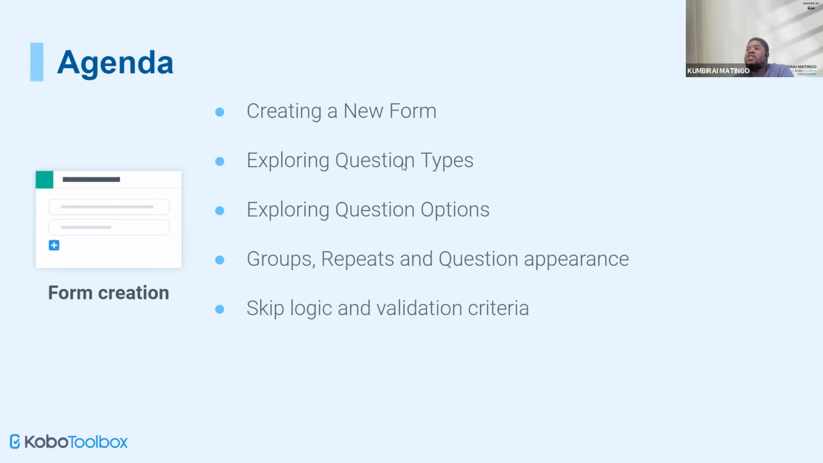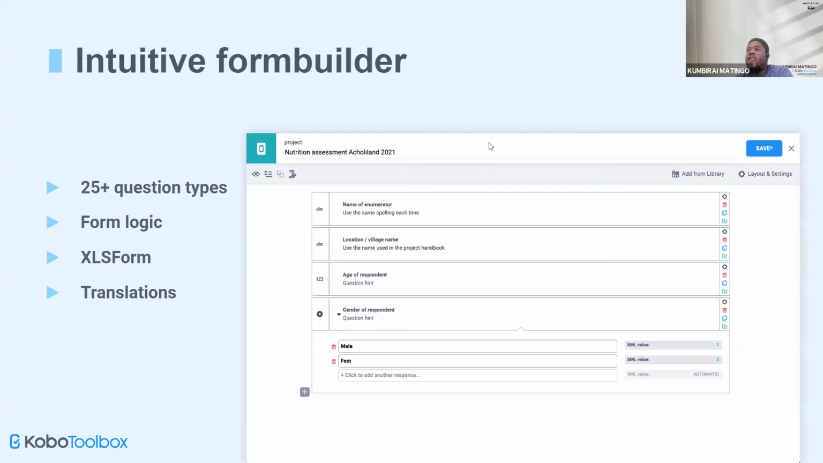Throughout the session, we're also going to be exploring the question types that are available on KoboToolbox, the question options that you can leverage, and also adding some advanced features whereby you can group questions, add repeats, and change the appearance of questions on your forms. Finally, we're going to look at skip logic and validation, and then we can have our final form in the KoboCollect application.